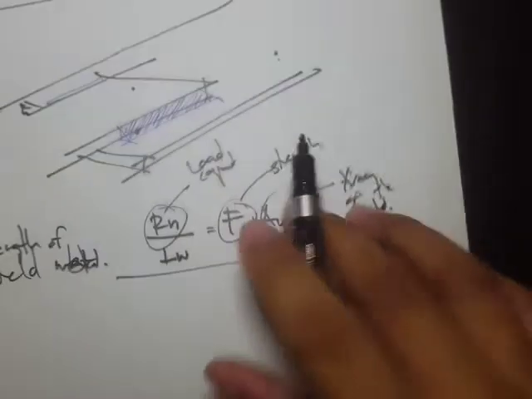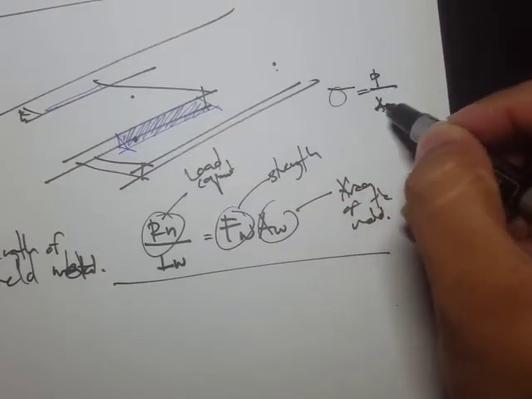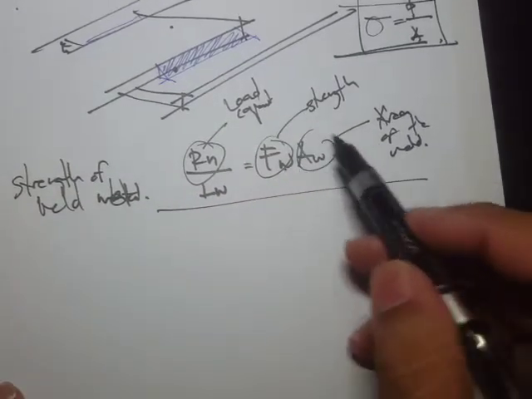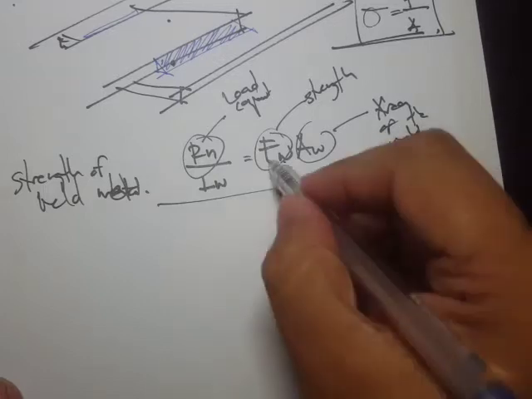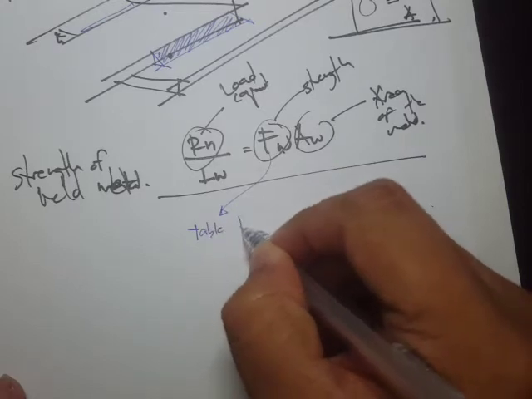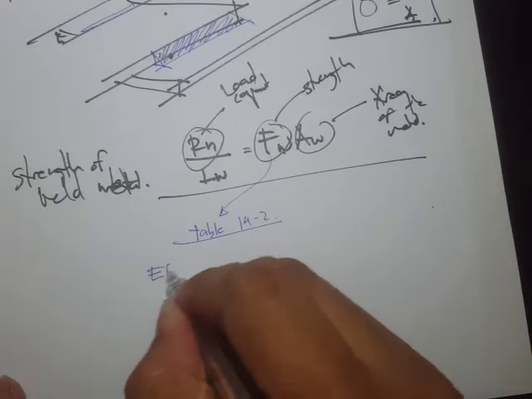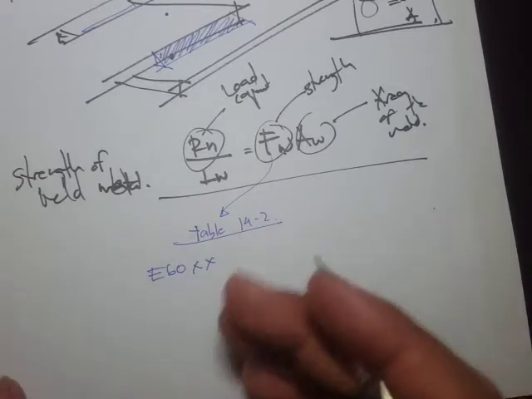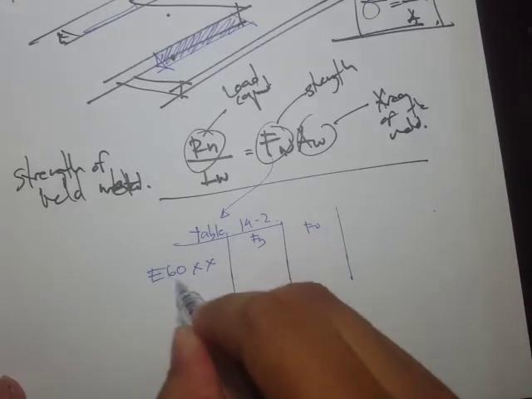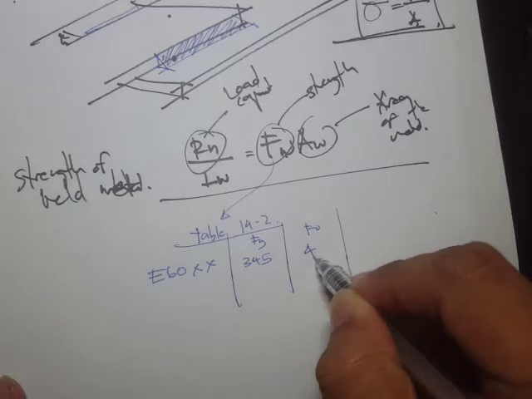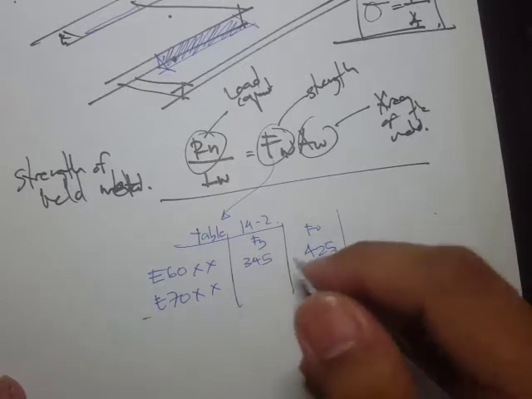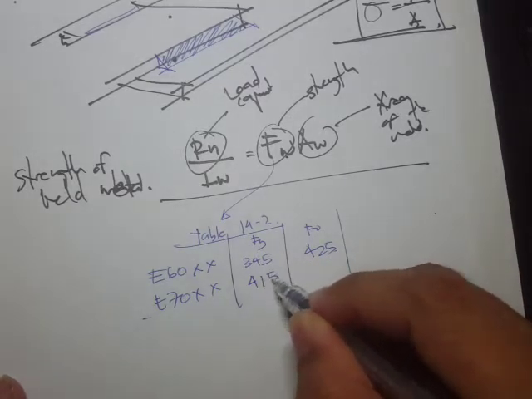Okay, so it's just the basic stress equation of P over A. If you recall that, it's the same, except that we need to know what this strength is and what this area of weld is. Now for the strength, we can obtain that in a table in our lecture handouts. We have Table 14-2. So if we have, for example, E6013, then what's the minimum yield strength in megapascals? Here it says we have 345, and this one is 425. For example, we have E70 7018, and this one Fy is 415, 485.